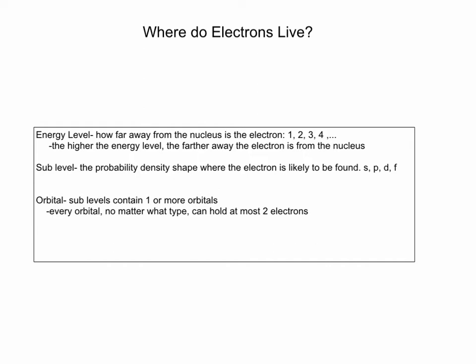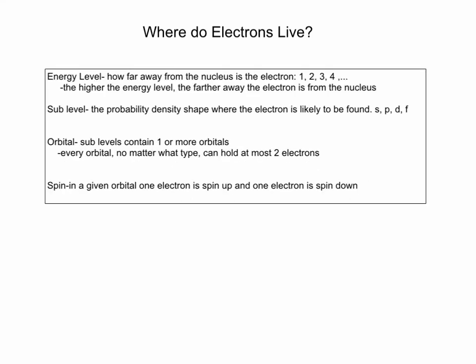The last piece of information we need is the spin. Now, since every orbital can contain 2 electrons, we have to be able to differentiate between those electrons. So, in a given orbital, one electron is spin up, and one electron is spin down. So let's look at some of these concepts in a little more detail.